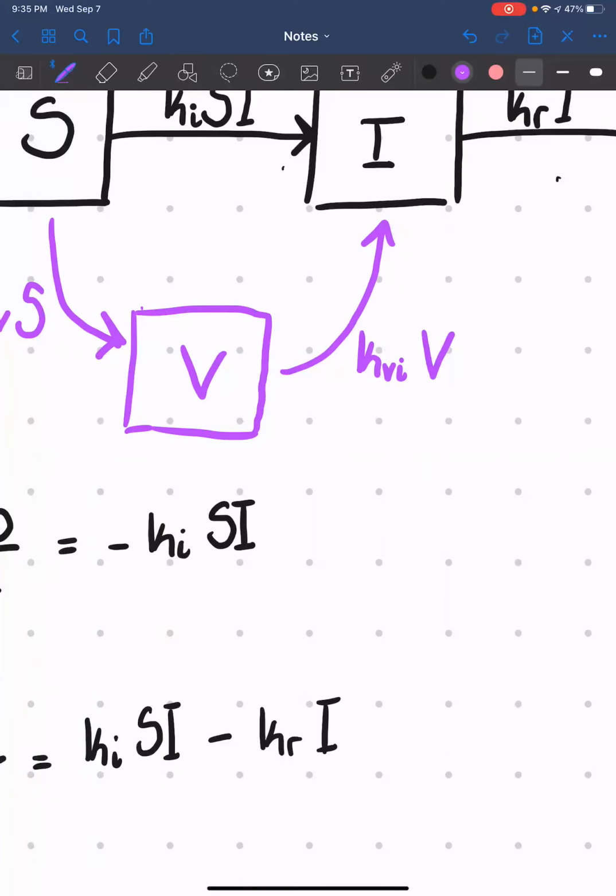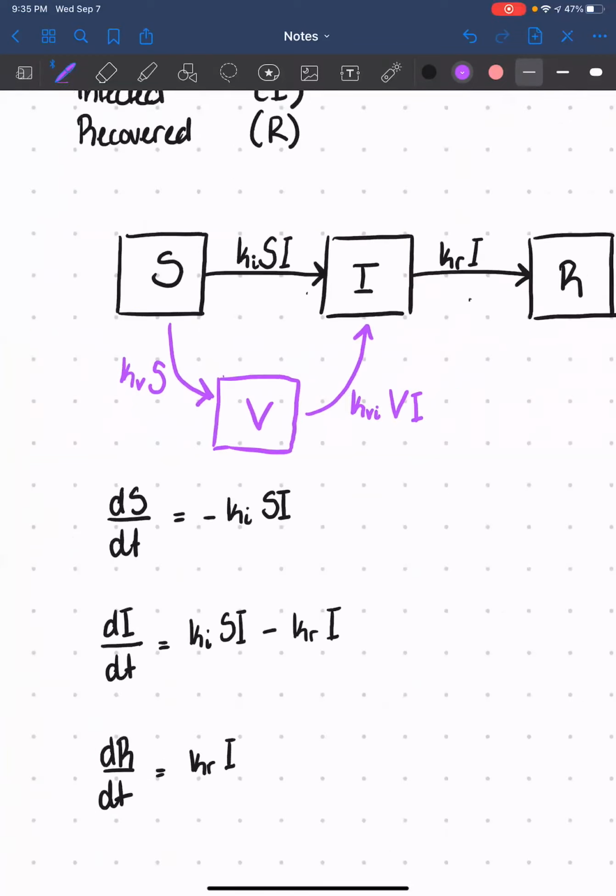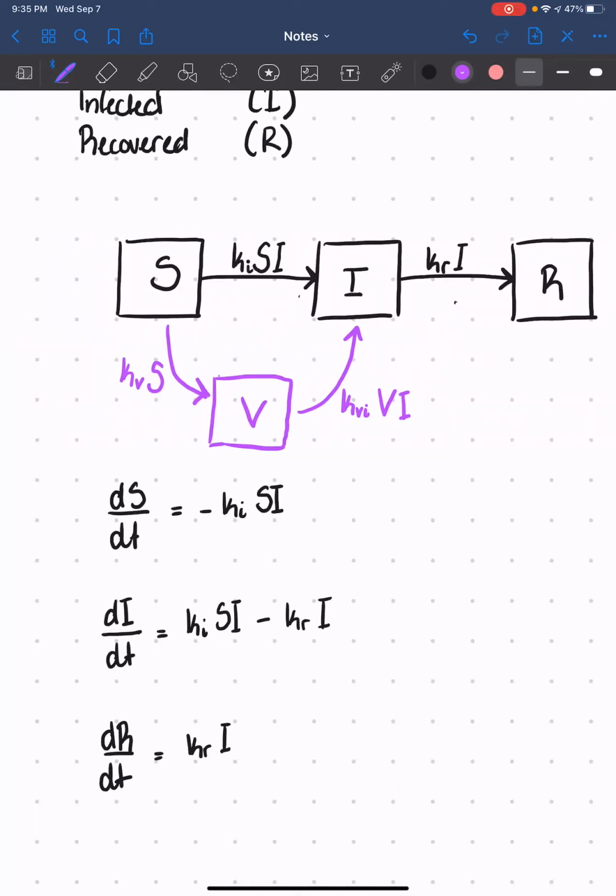Those vaccinated people also are going to have to come in contact with an infected person in order to become infected. So this term is going to be very similar to the KISI term, where susceptible people are getting infected. It's just going to be proportional to the number of vaccinated people this time. And this KVI term is likely going to be smaller. The rate at which vaccinated people get sick should be smaller if the vaccine is successful.